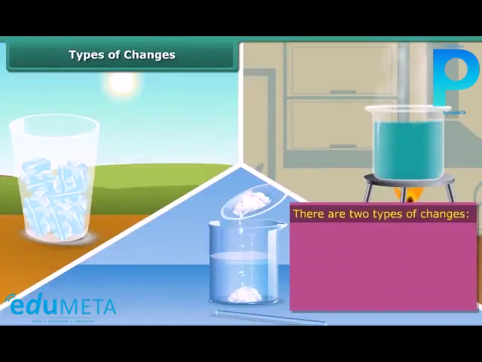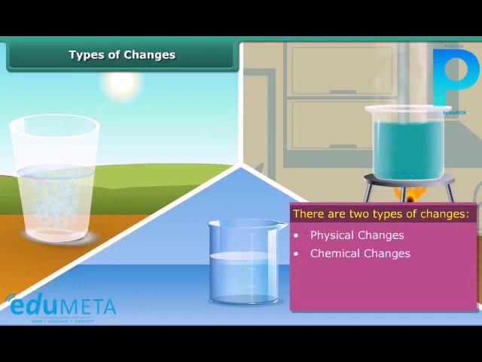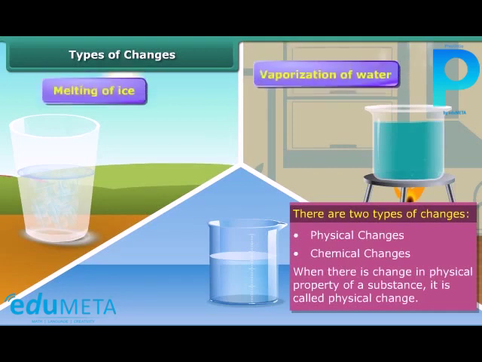Types of changes. Changes are of two types: physical change and chemical change. In this module, you will study the physical changes. When there is a change in properties such as shape, size, color, and state of a substance, it is called physical change. Examples of physical change are melting of ice, vaporization of water, and dissolution of sugar or salt in water.